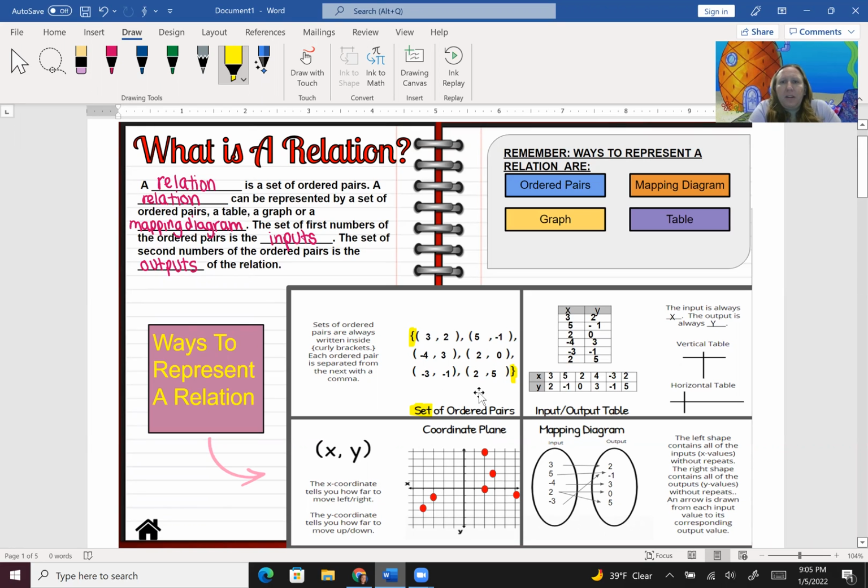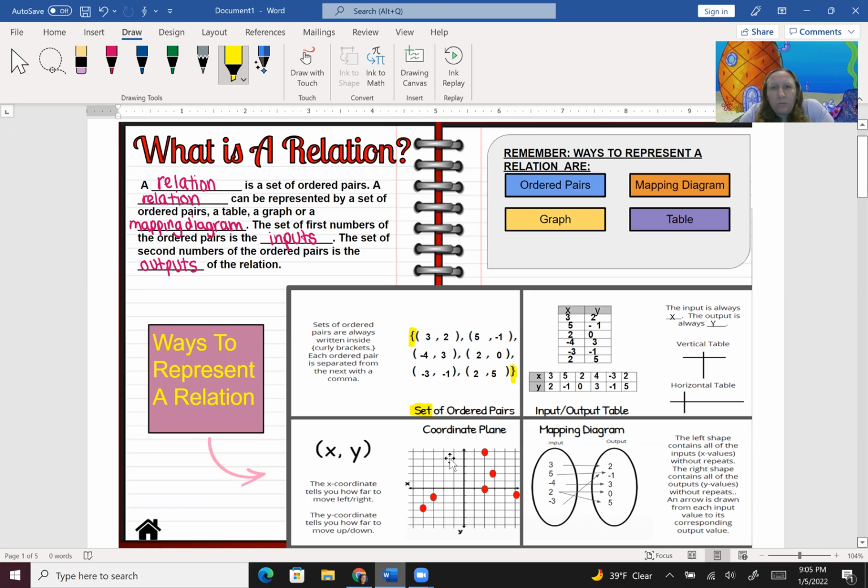Okay, the second way is our input-output table. You can have it vertically or horizontally. But either way, the x's will always be first and the y's will be second. And those x's are the inputs and those y's are the outputs. Okay. With ordered pairs, we can graph ordered pairs. So the third way is on a coordinate plane.